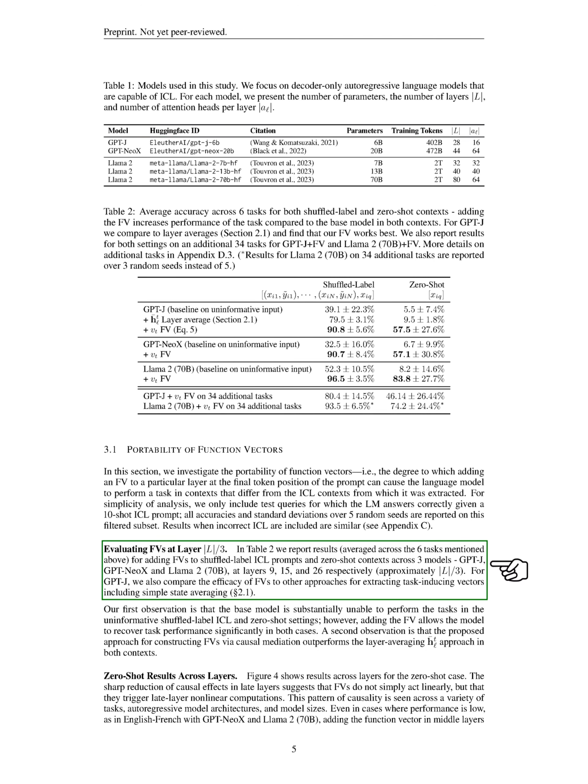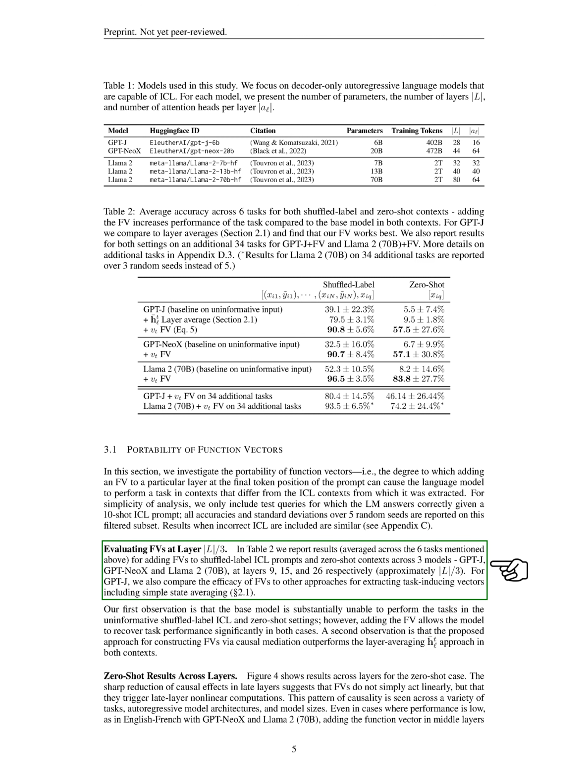We evaluated function vectors at different layers and reported the results, averaged across 6 tasks, for adding function vectors to shuffled label ICL prompts and zero-shot contexts across 3 models, GPT-J, GPT-NeoX, and Llama 2 70B, at layers 9, 15, and 26 respectively, approximately 1/3 of the total layers.